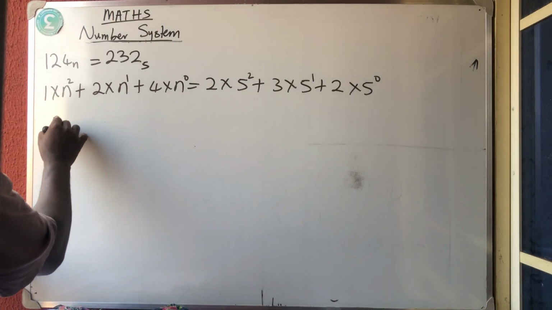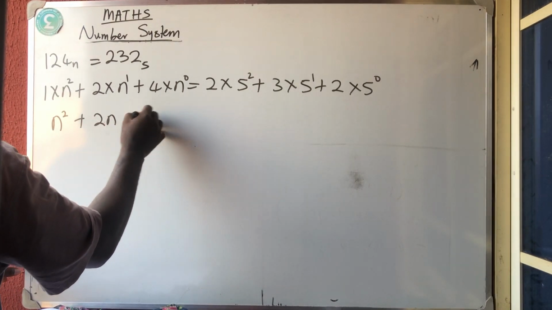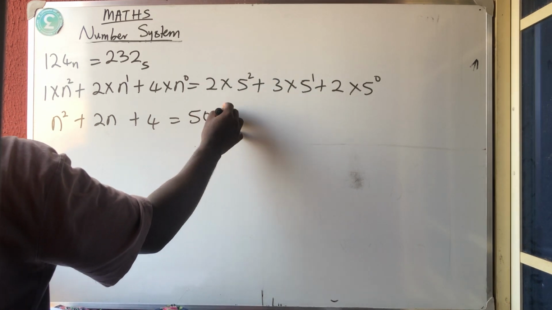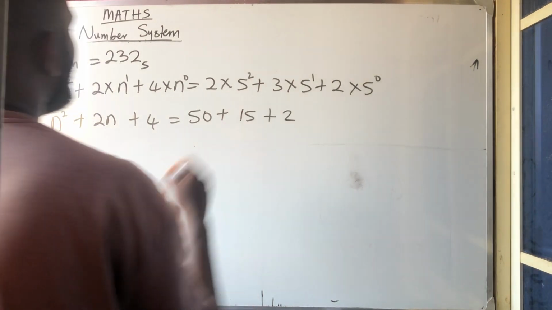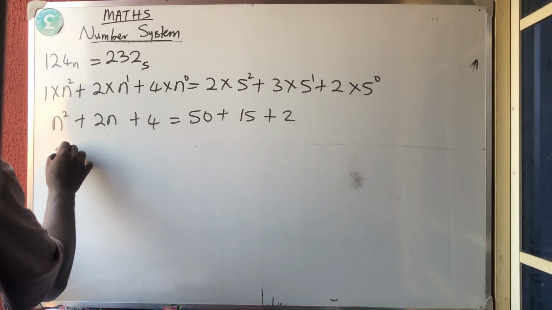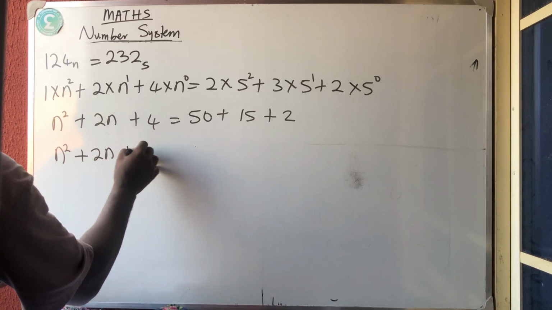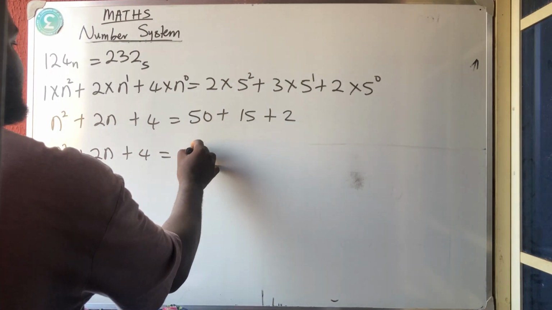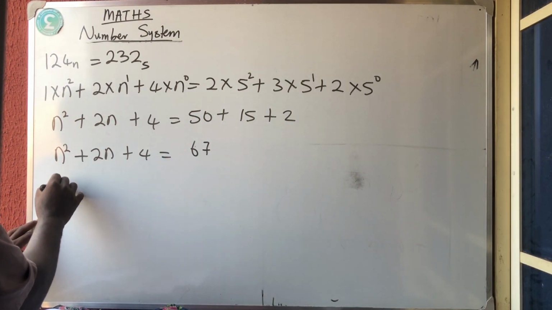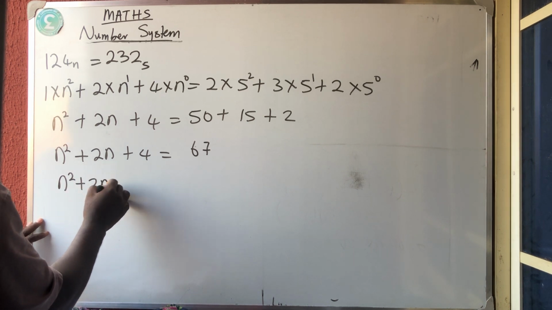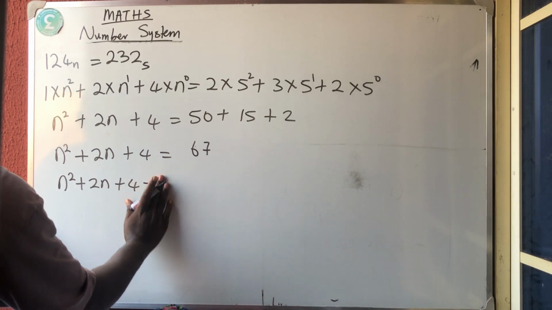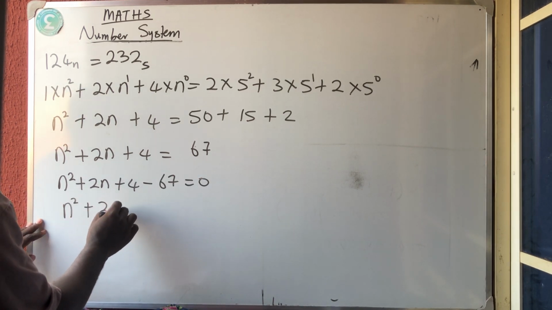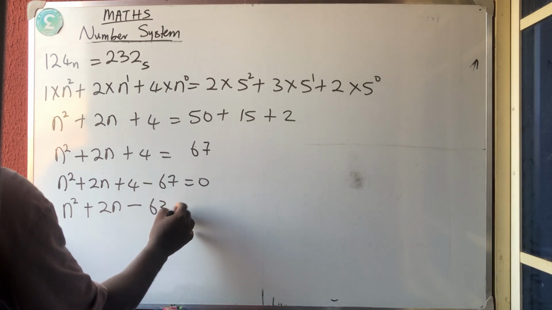So I'm having n squared plus 2n plus 4 is equal to 25, 5 times 5, 25 times 2, 50, plus 15 plus 2. So I'm having that n squared plus 2n plus 4 is equal to, this is 50, 60, 65, 67. So collect this one to this side. I'm having n squared plus 2n plus 4 minus 67 is equal to 0. So I'm having n squared plus 2n minus 63 is equal to 0.